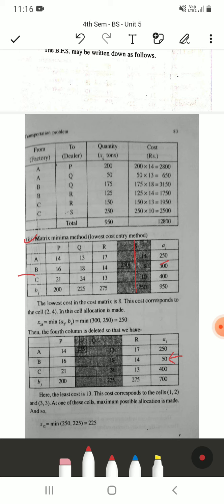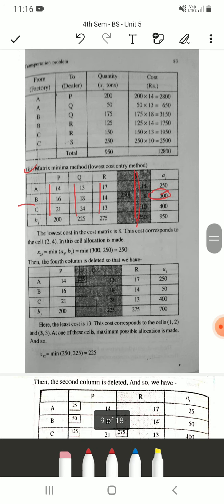Now you have to make another table wherein you delete this entire dealer, because his requirement is completely filled. Now we are remaining with columns P, Q, R, and factories A, B and C. Write these values as they are, and here out of 300 you have already sold 250 tons, so the remaining is 50 tons. Once you get this table, again repeat the same step. In the cost matrix, check whichever value is minimum and make the allocation. Here you can see the minimum value is 13, and there are two cells which have cost 13. You can make the allocation to any one.